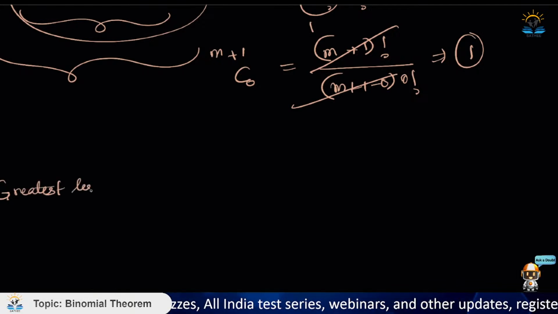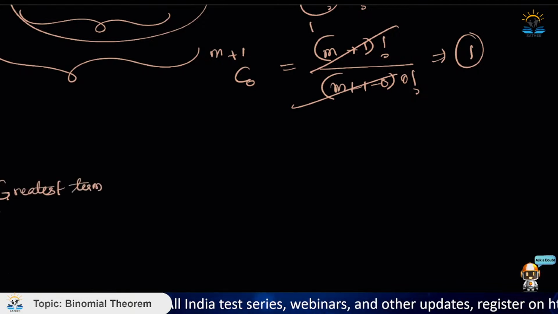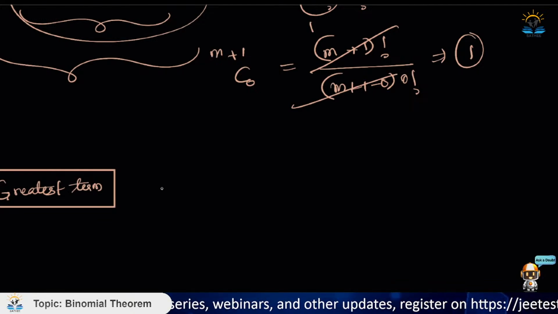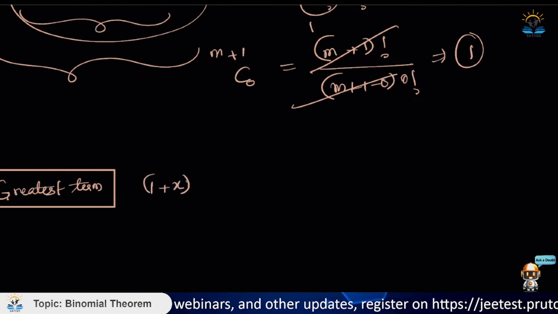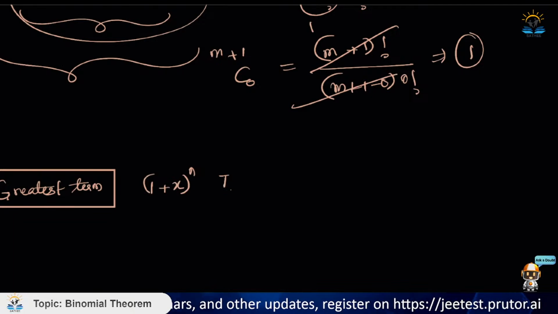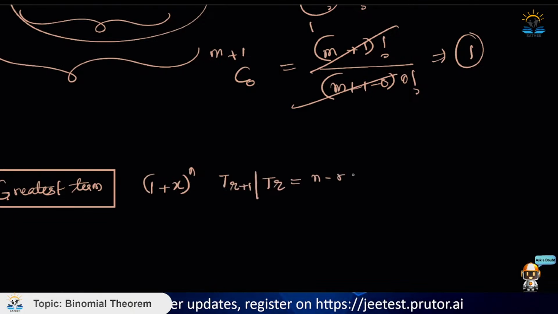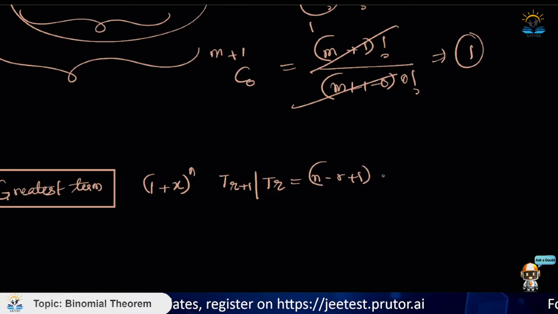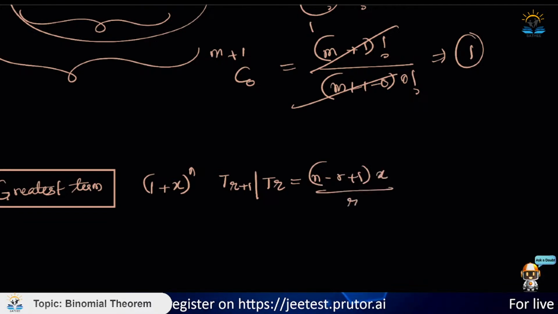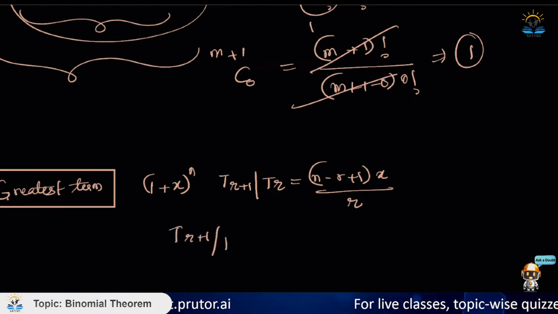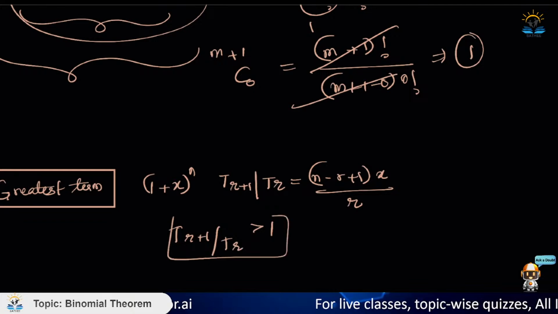Okay, so now when we say the greatest term in the binomial expansion, what is this greatest term in the binomial expansion of (1 + x)^n? So T(r+1) divided by T(r) will be equal to (n − r + 1)/r times x. Correct? So we will have to put this, and then consistently put in the inequality T(r+1)/T(r) is greater than 1, as we can say here.